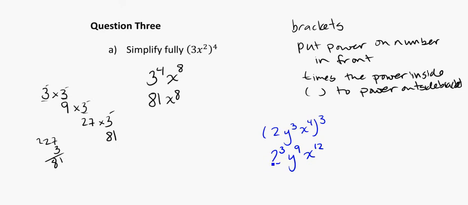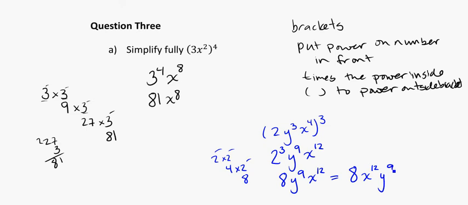And we're not done yet, we need to simplify the 2 to the power of 3. So that's 2 times 2, which is 4, times 2, which is 8. So that uses up 3 2's, we get an answer of 8. So this whole thing simplifies to 8 y to the 9, x to the 12, and if you're being super careful, you probably write it in alphabetical order. So it becomes 8 x to the 12, y to the 9.